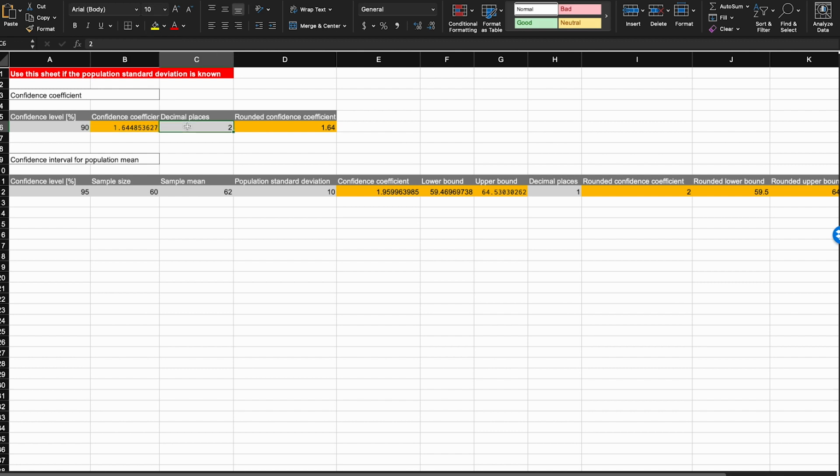I can also just type in, remember all the light gray zones are the ones you have to fill in, a value. If I want 2 decimal places, it's just going to round 1.6448 to 2 decimal places, that's 1.64. So the confidence coefficient C for a 90% confidence level is 1.64. If I want a 95% confidence level, that's going to be 1.96. If I want a 99% confidence level, I get 2.58.